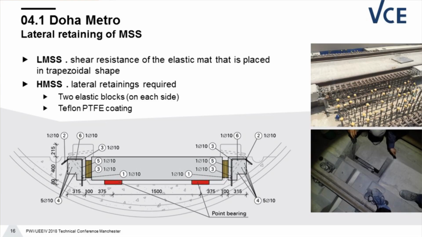So another problem in the case of the heavy mass spring system are the lateral forces, because obviously the system can carry the forces in vertical direction. This is not an issue, but especially in curved sections, we have also the lateral forces, and we needed to implement a system where we could allow the forces to go to the lateral part. We designed these lateral retainings.